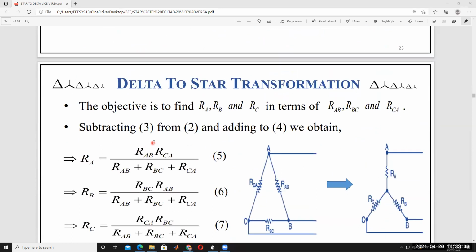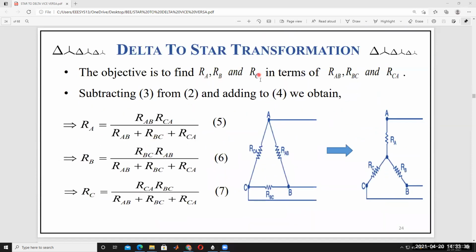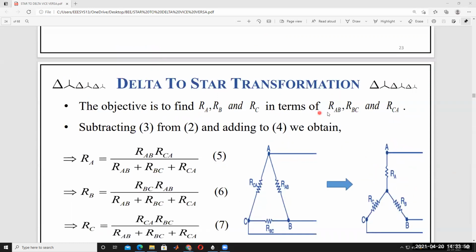So the objective is to find RA, RB, RC. Delta to star connection, delta to star network transformation. We need to know what is meant by RA, RB and RC in terms of RAB, RBC, RCA, which are connected in a delta system. So for that, to get the resistances RA, RB, RC in the network, what do we have to do?